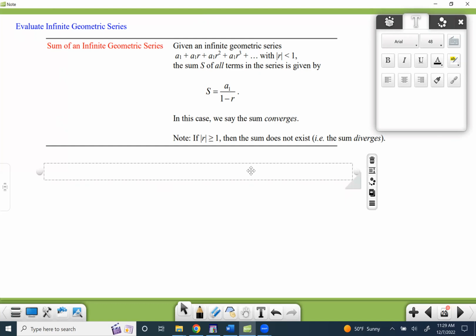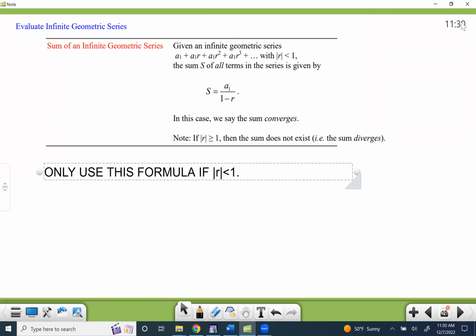This deserves capital letters. Okay, I don't know why I can't write. There we go. Only use this formula if the absolute value of r is less than 1. Okay. I have students who will use it when it's greater than or equal to 1, and they'll totally get it wrong. Okay. We have to make sure that our series is shrinking in size.